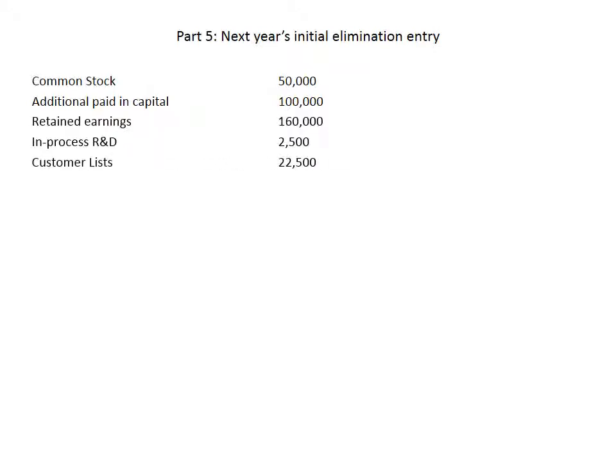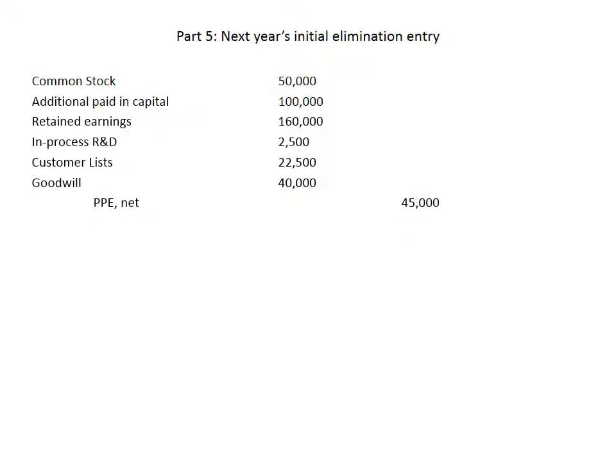Similarly for the customer lists. Last year we initially debited customer list for 30,000 and then we amortized 7,500 of it, so we're carrying forward 22,500. Goodwill, in the S entry we created 55,000. In the A entry we wrote off, we impaired 15,000, taking it down to 40,000.